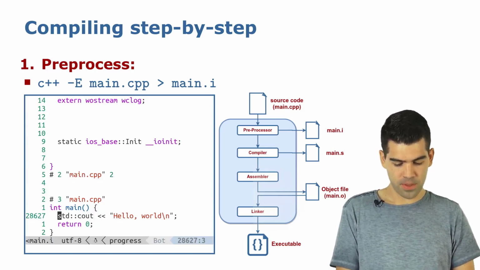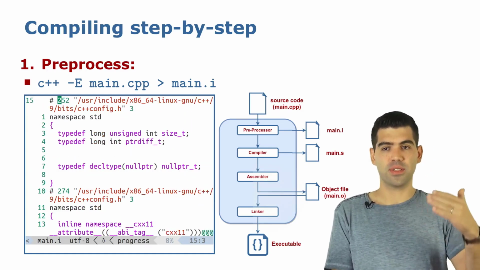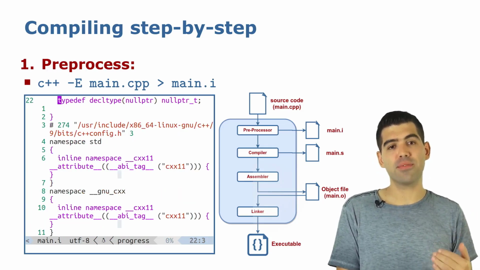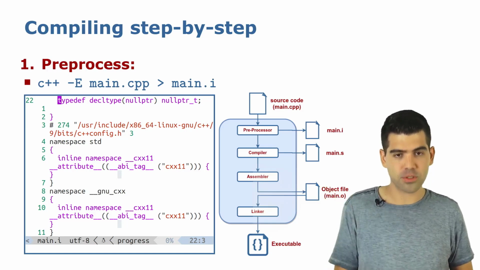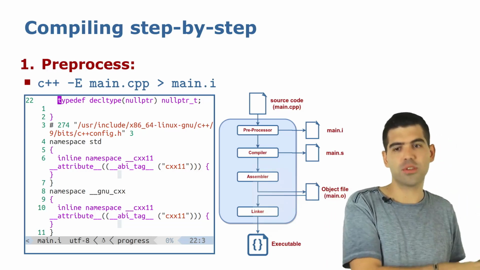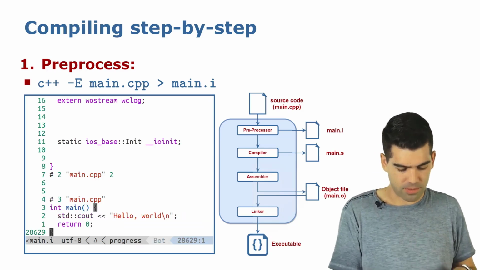So if you see now, this file is quite big, and there's a lot of stuff I didn't write myself. This is everything that was copy-pasted from the iostream header file. So the preprocessor went for this file, grabbed it, copied all its content, replaced all the token strings, and put it here in my file.